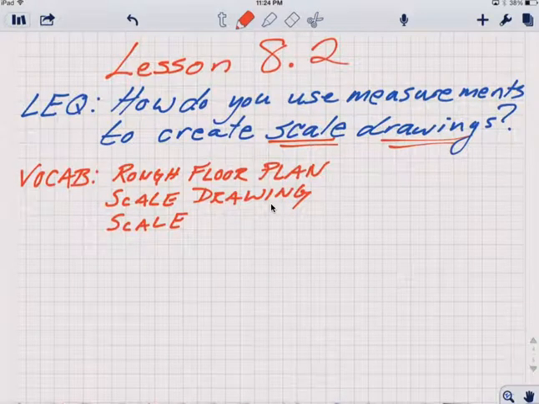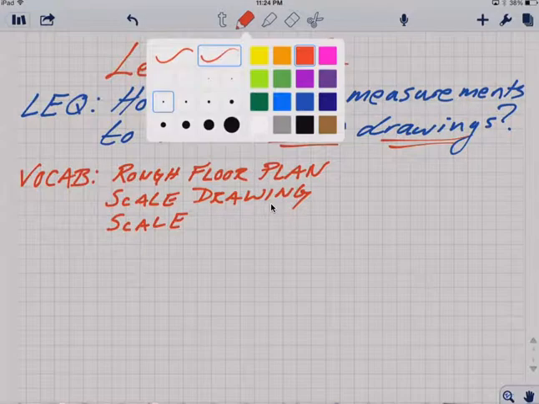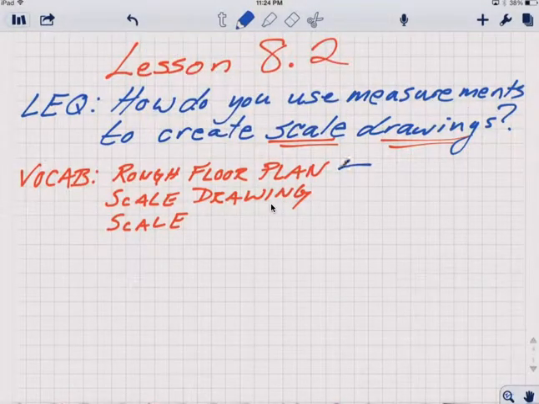Alright, ladies and gentlemen, today's lesson is 8.2, or LEQ, as you see on the screen: how do you use measurements to create scale drawings? We have three vocabulary words for today. One of them is rough floor plan, another one is scale drawing, and you need a scale to create these scale drawings. The first thing I'll talk about is the rough floor plan.